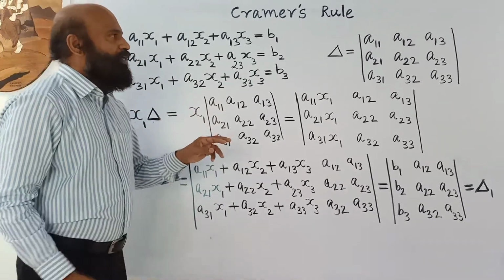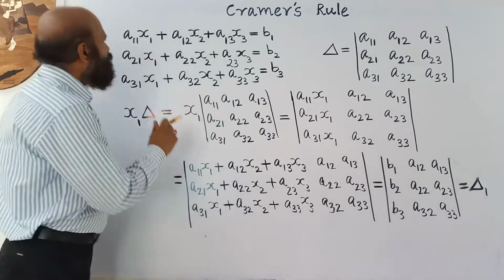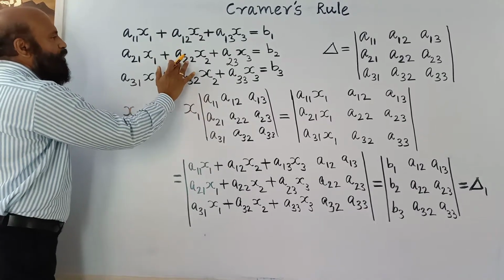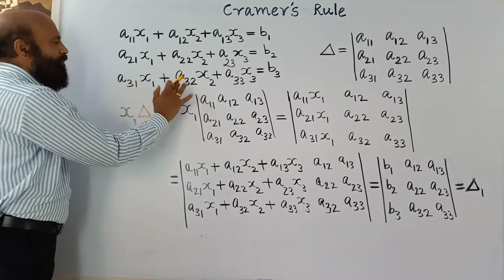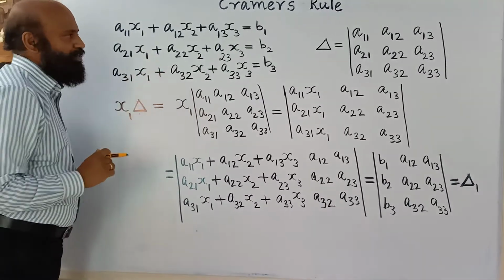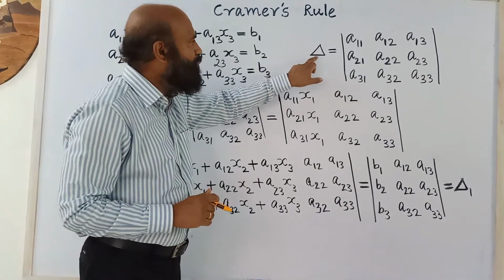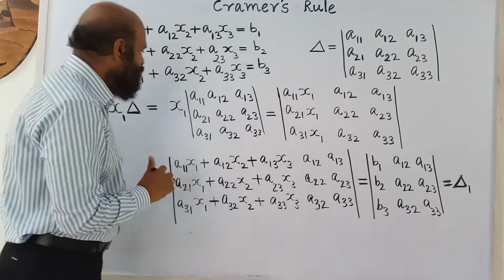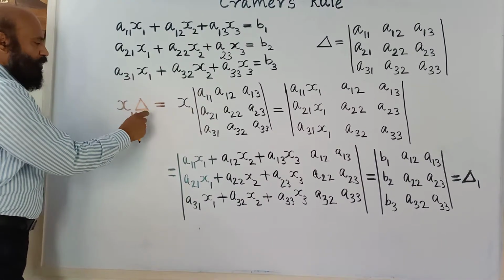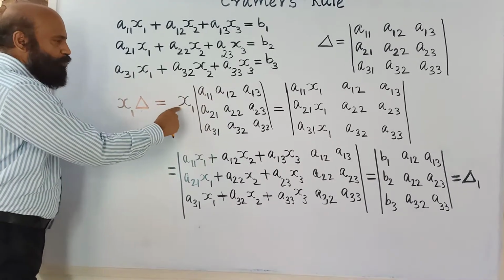So you take the determinant of the coefficient matrix. So here the coefficients are a11, a12, a13, a21, a22, a23, a31, a32, a33. If you take this, you will get a coefficient matrix. Find the determinant of that coefficient matrix and give it the name delta. Then delta is to be multiplied by x1. So delta is the determinant of the coefficient matrix. You multiply it by x1.